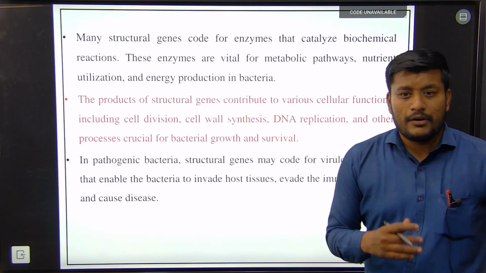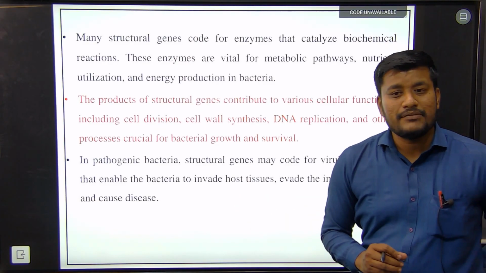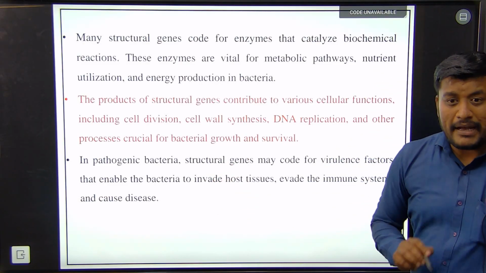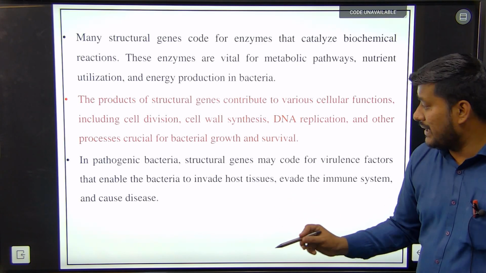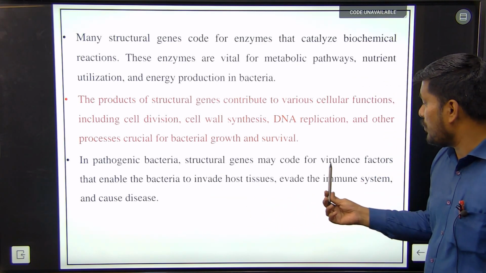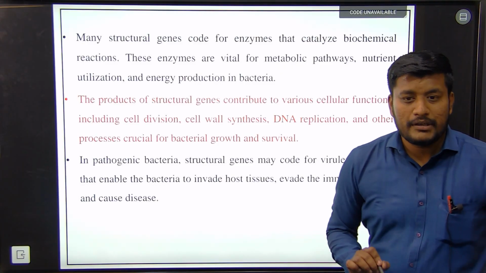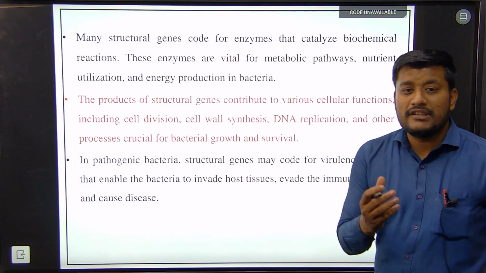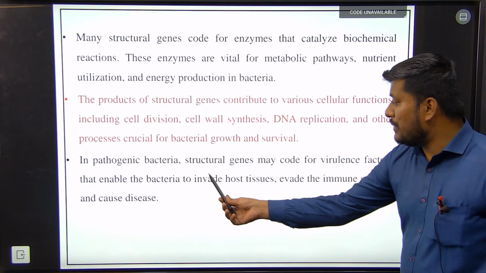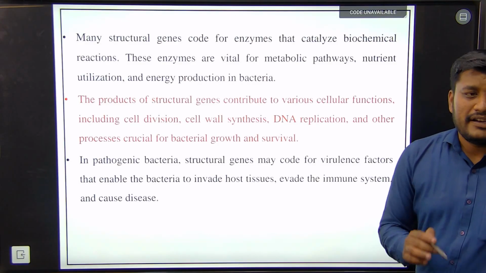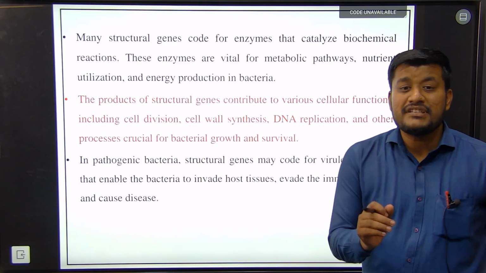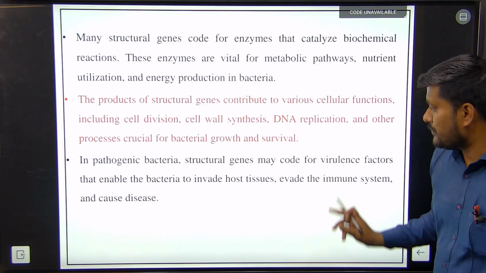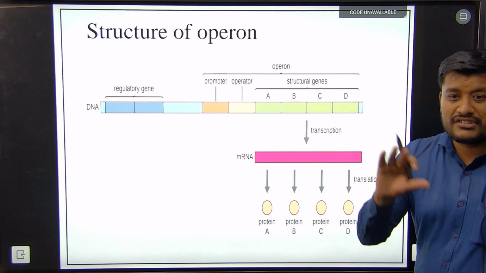In pathogenic bacteria there is a formation of disease. When the disease is formed in the host, there is a secretion of pathogenic protein coming from the pathogenic bacteria. That means the structural genes may code for virulence factors in the pathogenic bacteria. These proteins enable the bacteria to invade the host tissue, that means they can create disease in the host. So this is the overall structure of an operon.